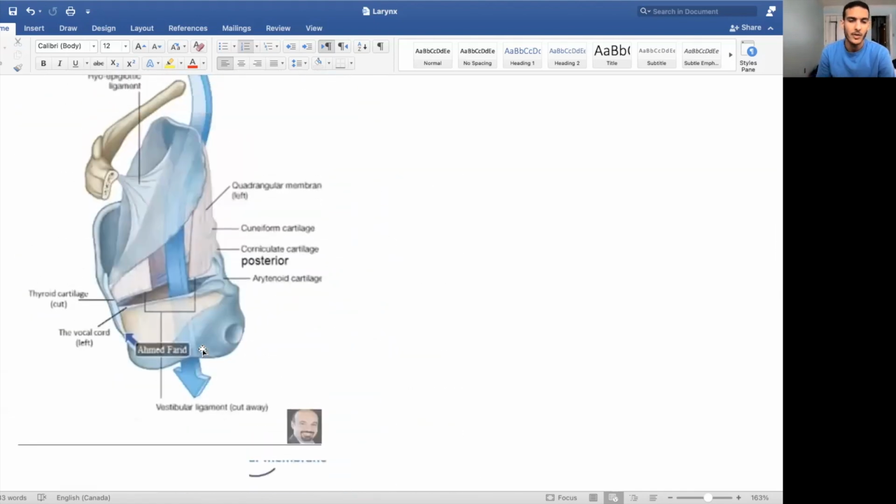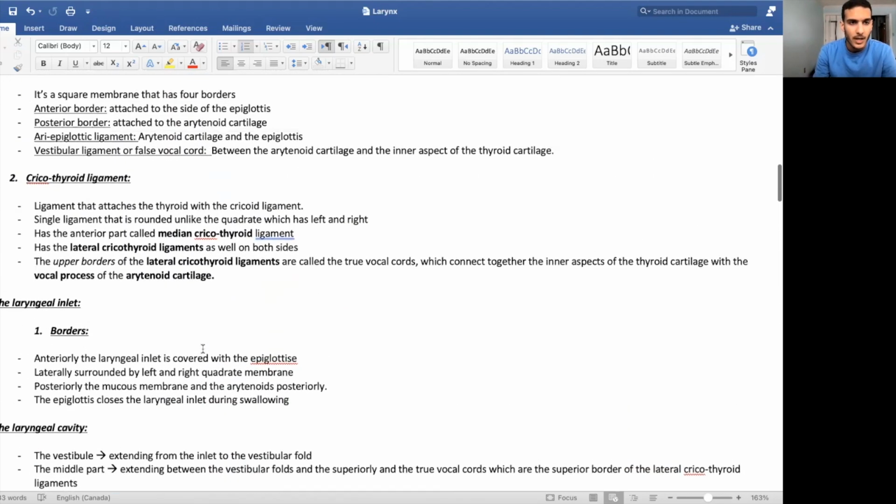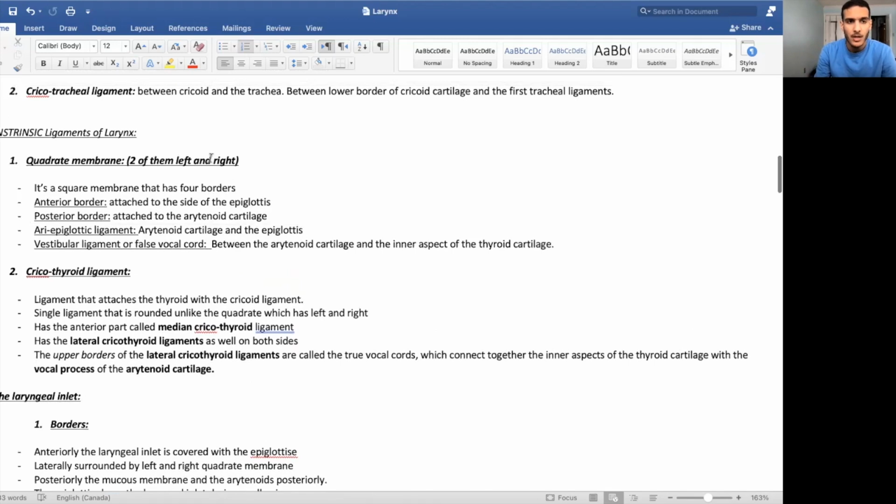Yeah, these two are very, very useful. Okay. So that was the first intrinsic membrane of the larynx and its parts. It's just summarized for you right here. Let me just write here between.